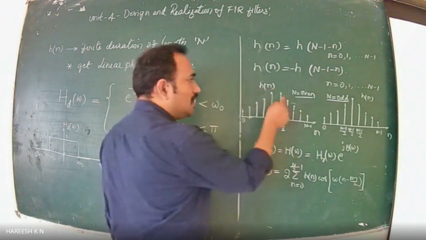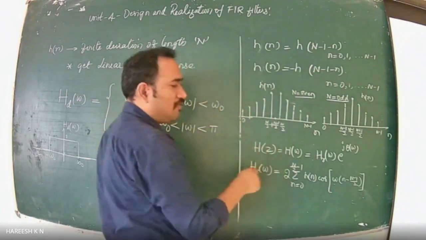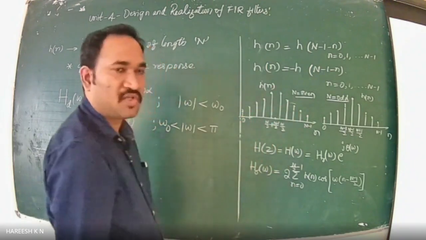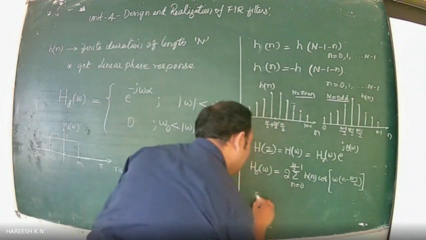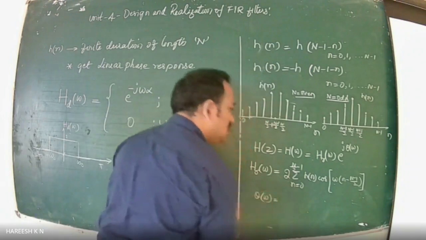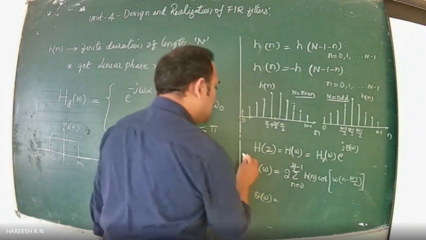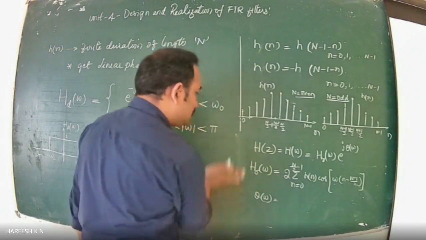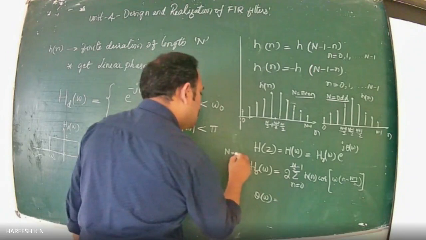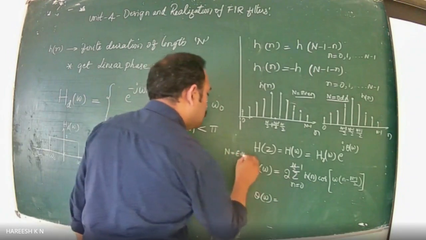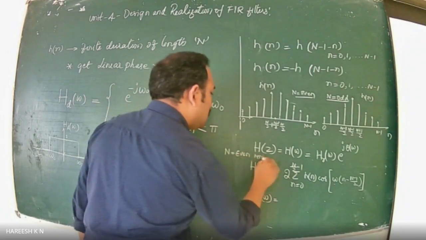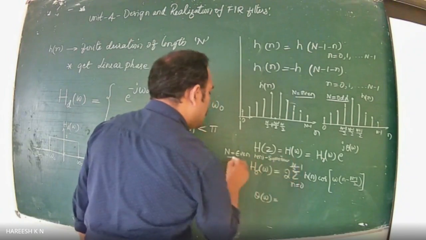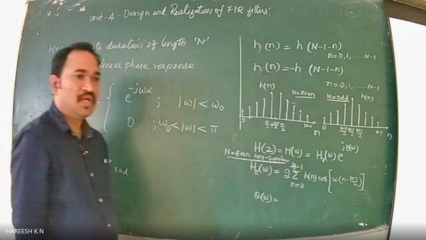Now, how to identify whether n is even or odd? We will come to know that when we write h_r of ω for odd symmetric impulse response. Similarly, theta of ω for n even. Now, this is for n even and symmetric. You can just mention over here: n even and h of n symmetric.